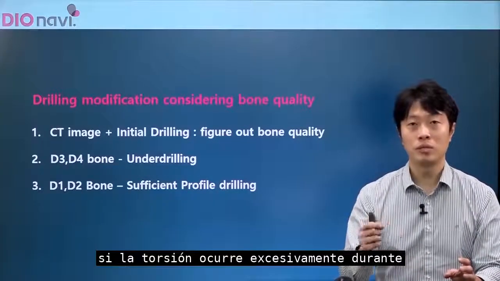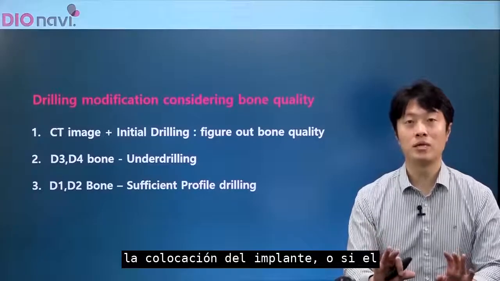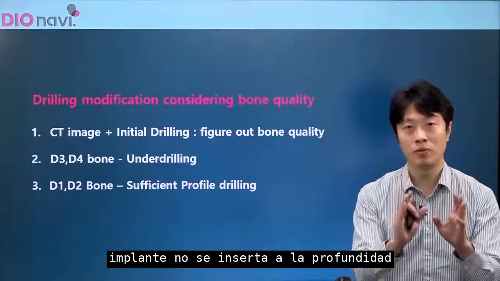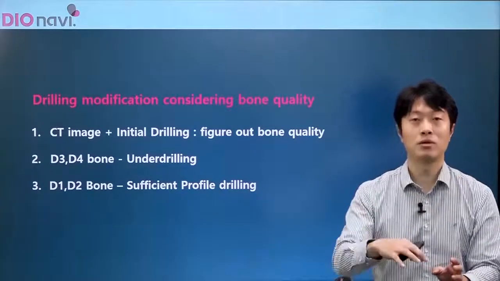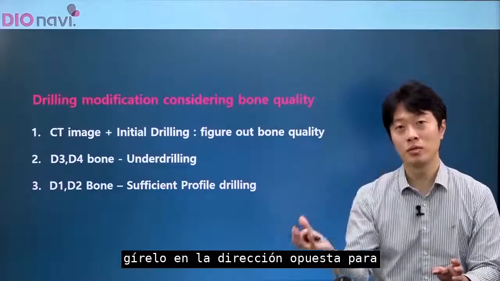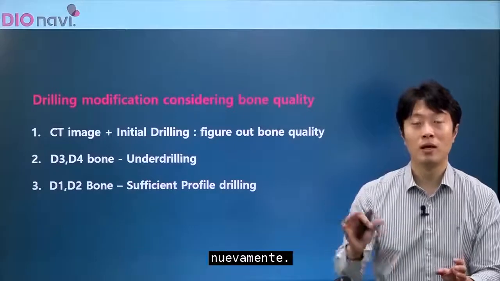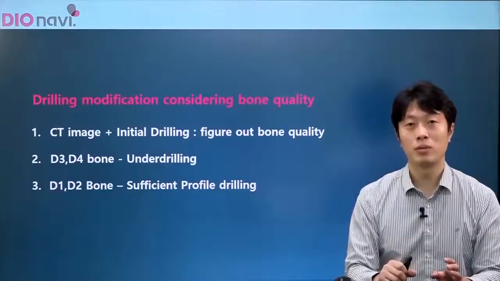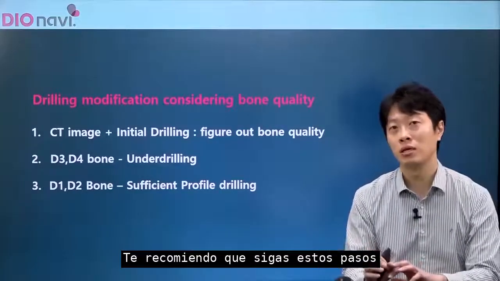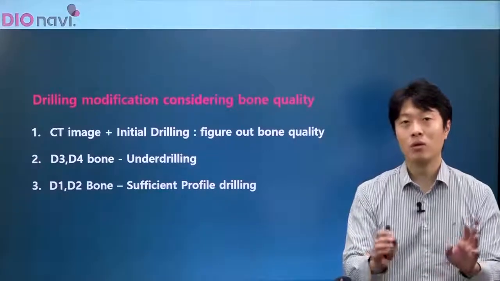If torque occurs excessively during fixture placement or the fixture is not inserted to the intended depth, turn it in the opposite direction to remove it. Proceed with further drilling to the next step and place the fixture again. I recommend that you go through these steps.